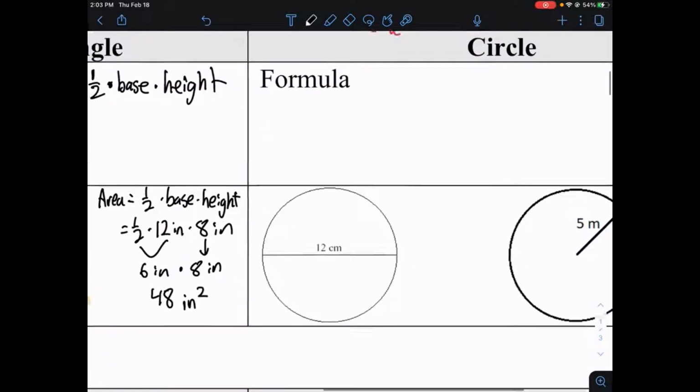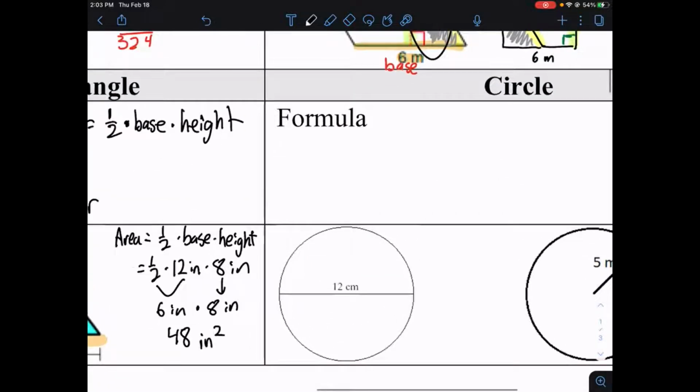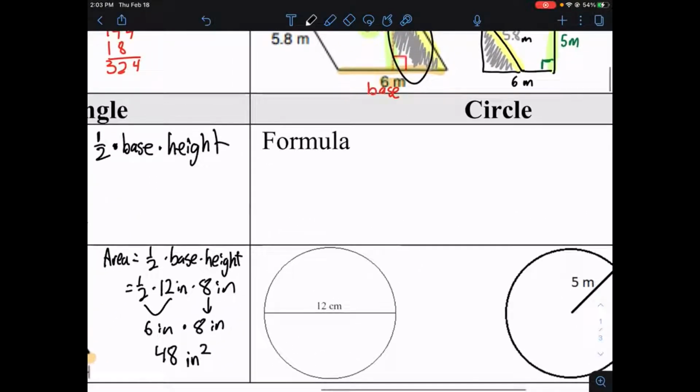Okay, and then lastly, the circle. Again, a shape you've likely seen before. So the formula for the area of a circle is pi times the radius squared. Sometimes you hear it as pi r squared. The r represents the radius.